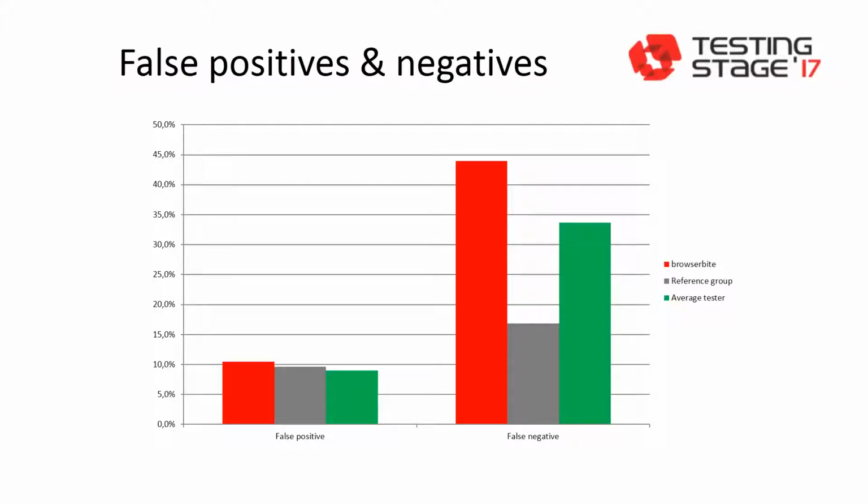But it turns out an average tester also raises the flag too often sometimes. Sorry, I'm mixed up. False negative means that the average tester misses about the same amount of bugs that the automated tool would miss. So in that sense, if you have a choice between automation or just throwing somebody alone at the job, quality-wise, you end up about the same.